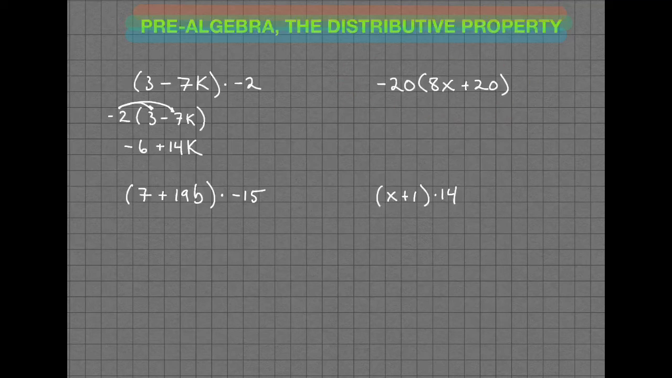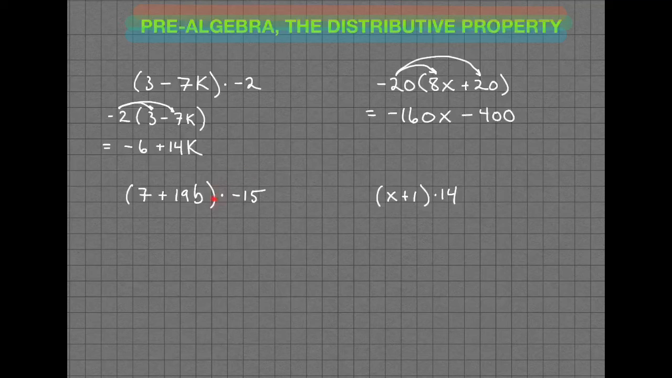So we got -20 times 8x and -20 times positive 20. So -20 times 8, that's going to give us a -160x. And then -20 times positive 20, that's going to give us a -400. I almost forgot my equal signs there.